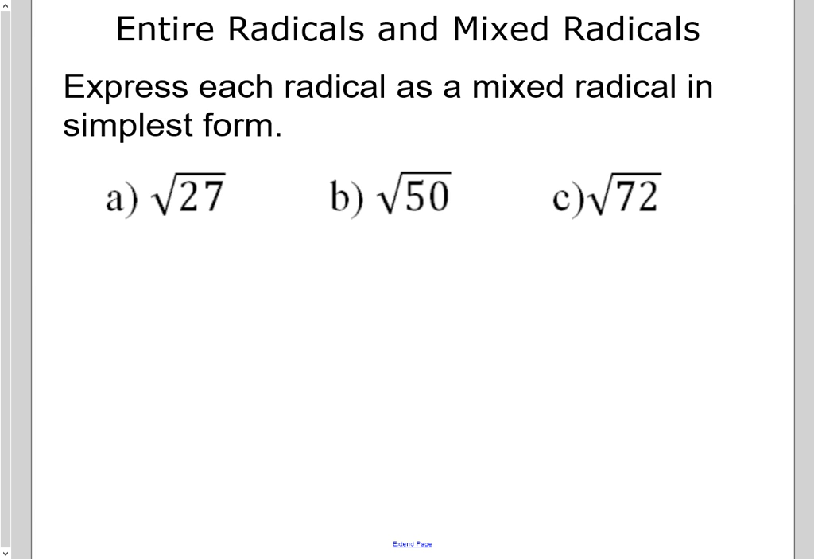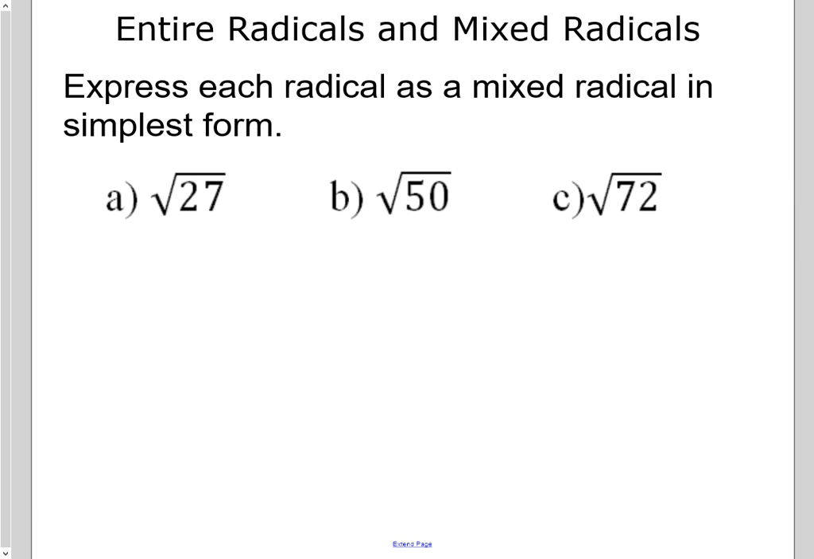To do that, I want you to think of two numbers that multiply together to give you 27. One of those numbers is going to have to be a perfect square. Our perfect square numbers are like 1, 4, 9, 16, 25, 36, 49, 64, 81, 100, and so on. Those are the numbers, of course, that we can take the square root of. We're looking for those numbers.